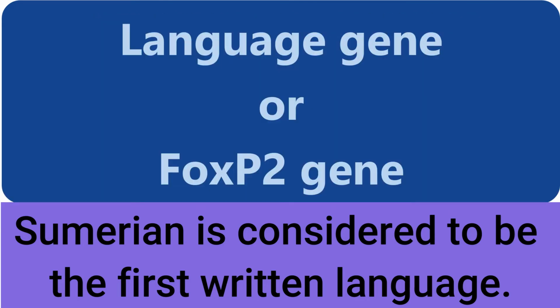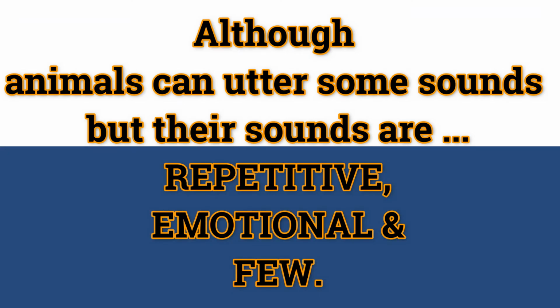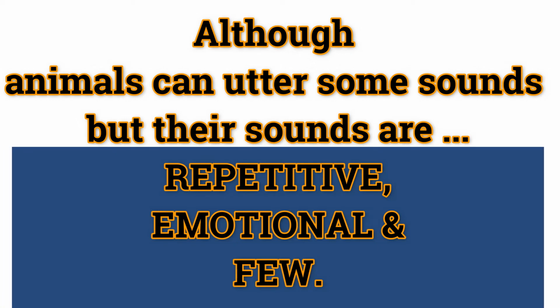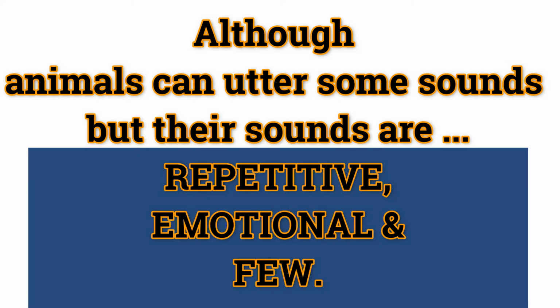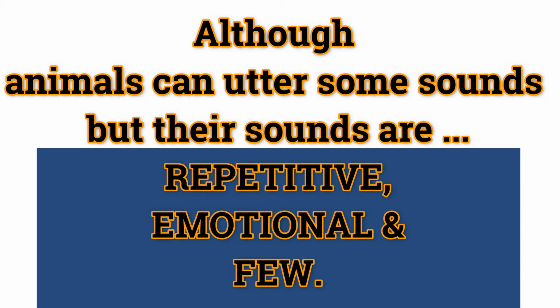It is also believed that a particular gene, called the language gene or FOXP2 gene, gave humans the ability to talk, and they started talking. But do you really believe that? That humans were unable to talk, and suddenly a kind of mutation, a kind of change occurred to them, and all of a sudden they started talking? Well, I'm not going to believe that. Are you? Now, as I have said, animals can also utter cries, but they use very limited sounds. Animals' sounds are repetitive, emotional, and very few. On the other hand, man can express a very wide range of ideas and emotions through speech, okay?